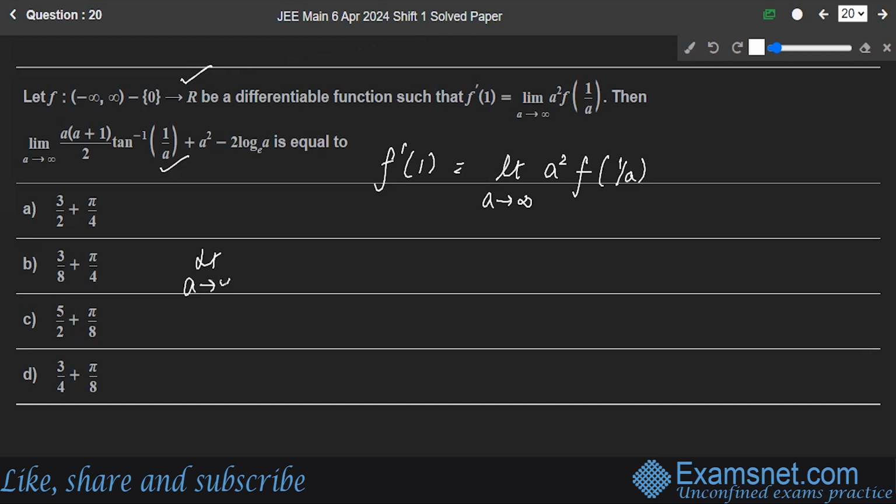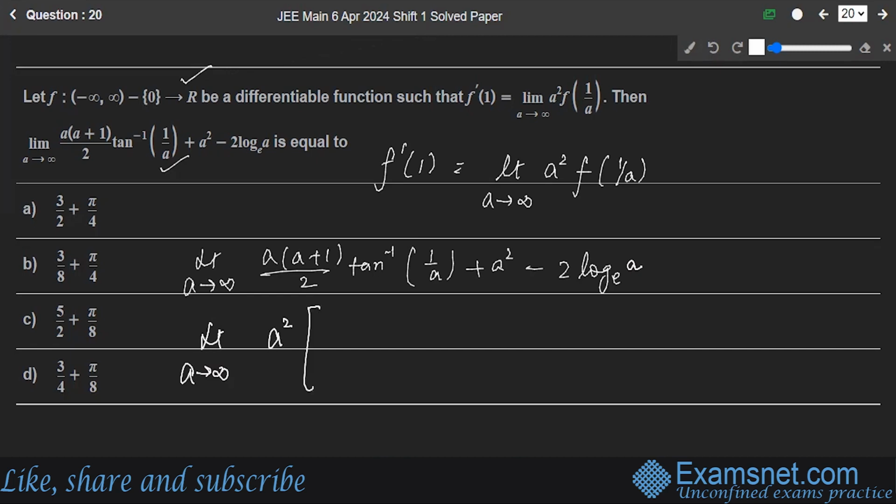Limit a approaching infinity a into a plus 1 upon 2 tangent inverse 1 by a plus a square minus 2 log a, natural log a. Yeah, let's take a square common. So a approaching infinity, I'm taking a square common from here. So one a I have taken from here, another a I will take from here. So this will be 1 plus 1 upon a upon 2 tangent inverse 1 by a. This will give me a 1 and minus 2 upon a square log of a.